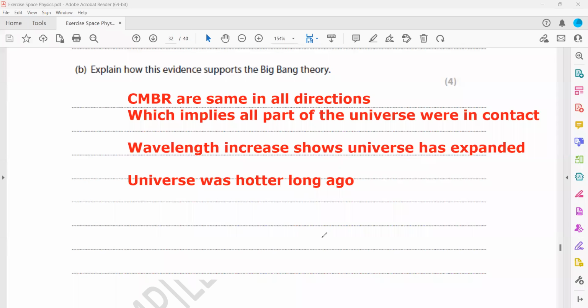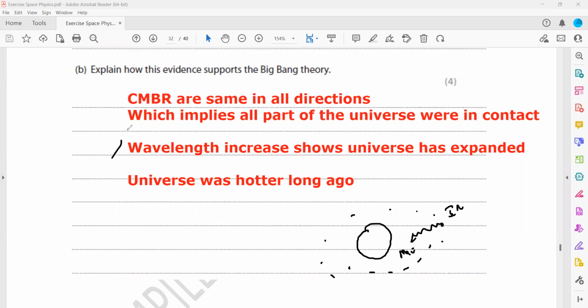Yes, sir, clear. Why are we saying the universe was hotter long ago? Because the wavelength is increasing. Say we are observing the sources of the background radiation. Maybe in the beginning it was giving infrared radiation, but now what we receive is microwave. So in the electromagnetic spectrum, it keeps getting colder as it expands.